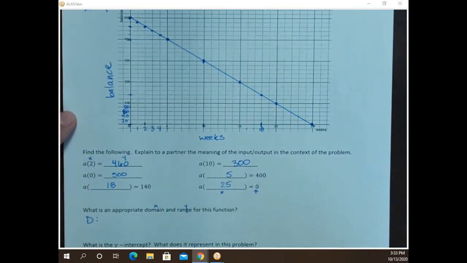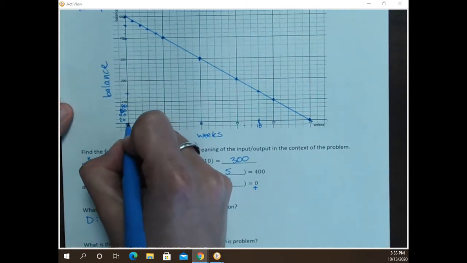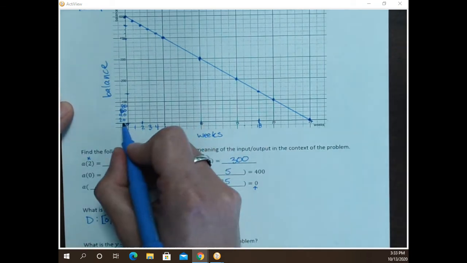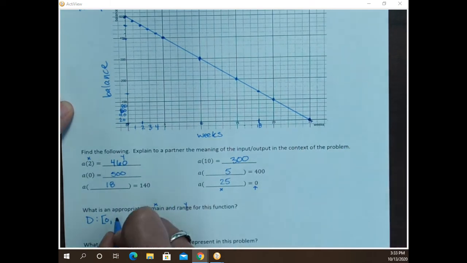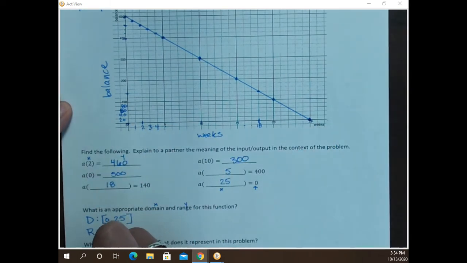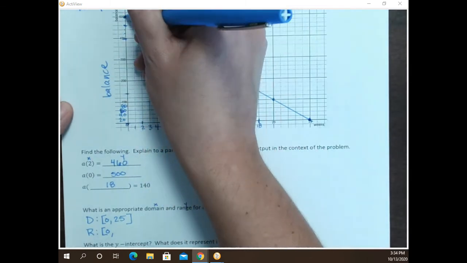Okay. So if I look at my domain, what's the smallest or the lowest number of weeks that we considered? Well, that would be 0. And the greatest number of weeks that we would consider? That would be here, 25. Our range then would be those y values. What's the smallest y value that it makes sense to consider? Well, that would be when y is 0. And our greatest y value we want to consider would be 500.